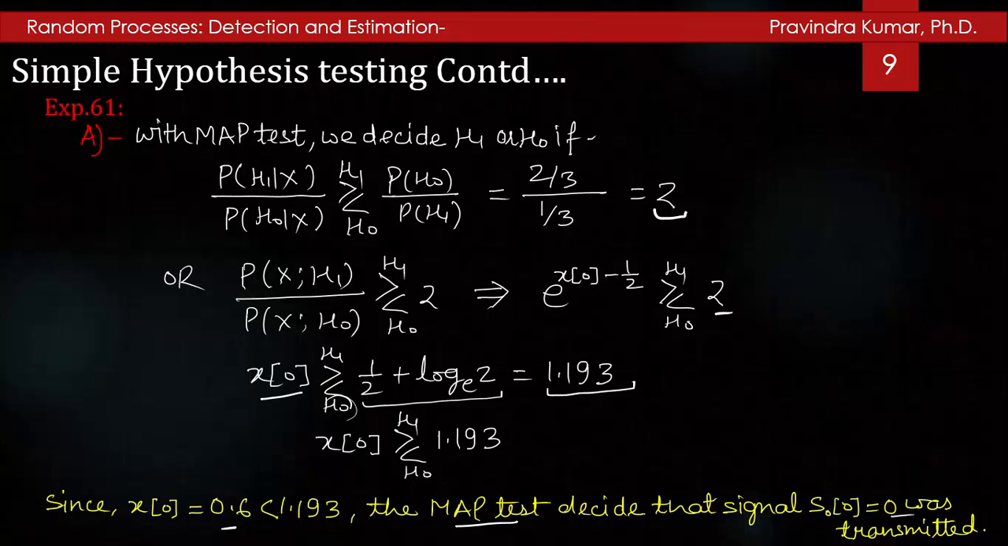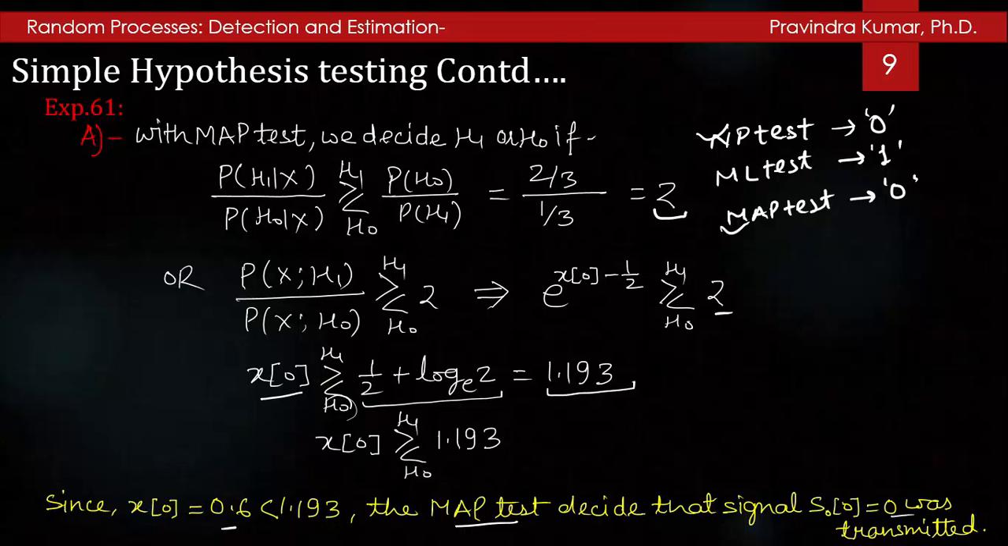So in the previous two questions we have seen that for the same question, when we apply the NP test, it decides that 0 was transmitted, and for the ML test for the same question we decide that 1 was transmitted. And using the MAP test the signal 0 was transmitted. So for the NP test and the MAP test 0 was transmitted, and for the maximum likelihood test 1 was transmitted.